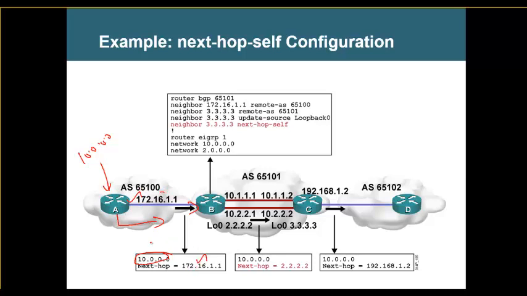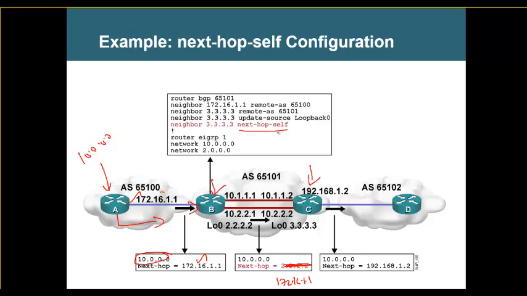Now B receives. The normal behavior is when B gives to C, it will not be 2222, it will be 172.16.1.1. Correct. But can router C reach this 172.16.1.1? No. Hence, we ask B to put its own address by putting this command next-hop-self.